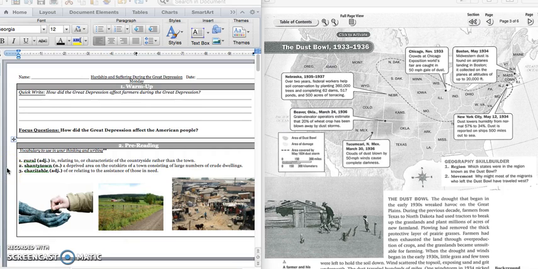Our next vocabulary word is shanty town. And that's an area outside of town that has a large number of crude dwellings. And so a crude dwelling is like a makeshift house, something you can make out of spare parts lying around. All right, so this is an example of a shanty town. And then the last word is charitable, and that's when you give assistance to someone that needs it.